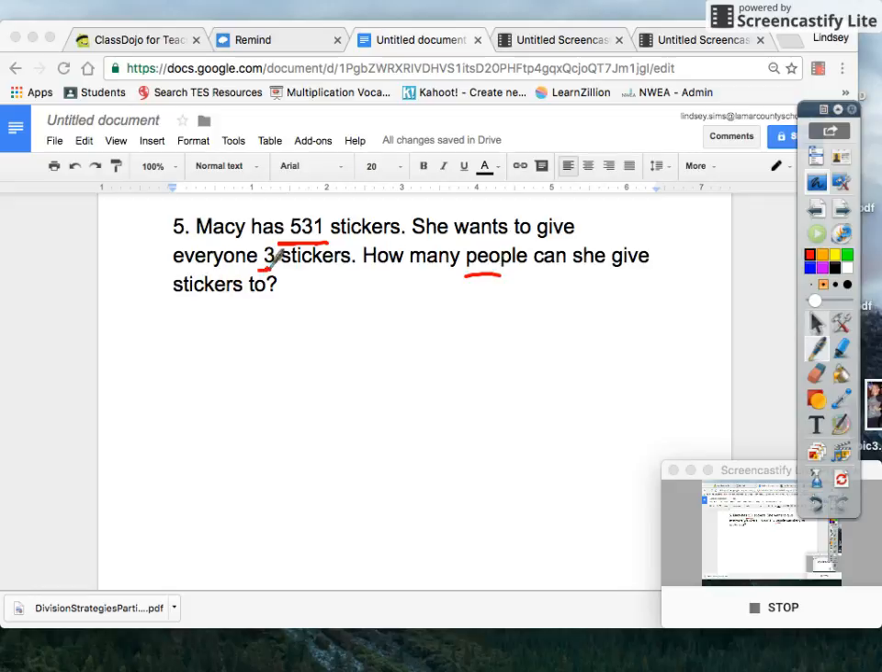We are taking this 3 and we're breaking up the stickers into little groups of 3, which is what Macy is doing. And so how many groups of 3 can she get out of 531? And to do this, we're going to divide. And I'm going to divide using the area model.